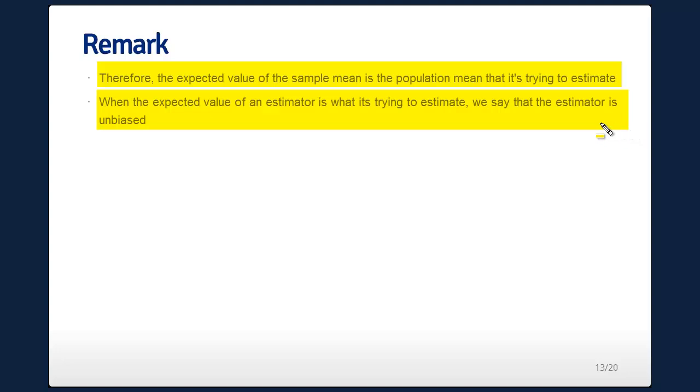When the expected value of an estimator is what it's trying to estimate, we say that the estimator is so-called unbiased. The individual observations comprising a sample mean are random, so the sample mean itself is random and has a distribution. The distribution of that statistic is centered exactly at the spot that you'd like to estimate. The benefit of using the sample mean, instead of an individual data point, which is also an unbiased estimate, is that the sample mean, we'll see, is more concentrated around the population mean. So it's a better estimate.